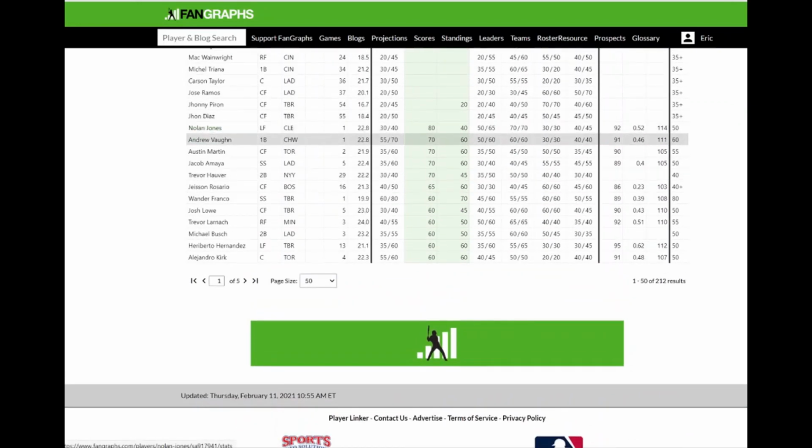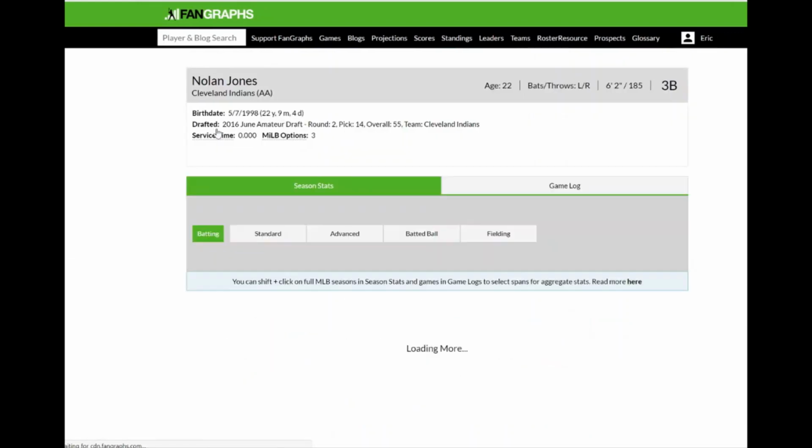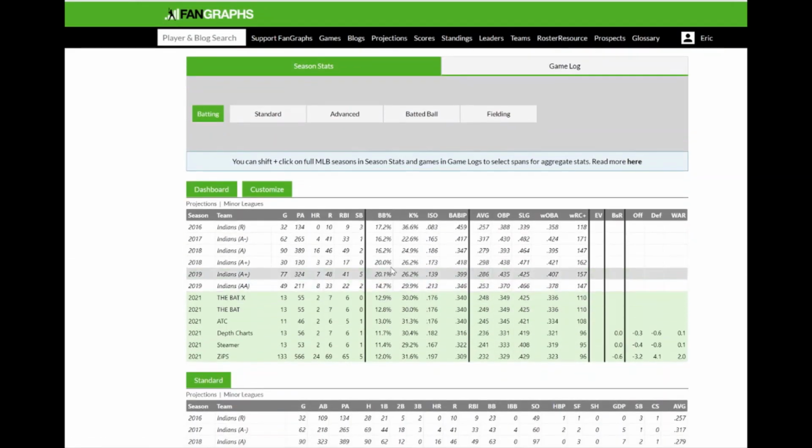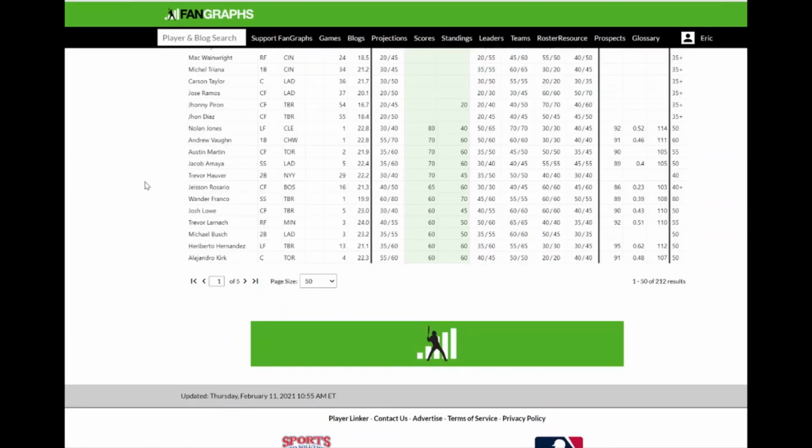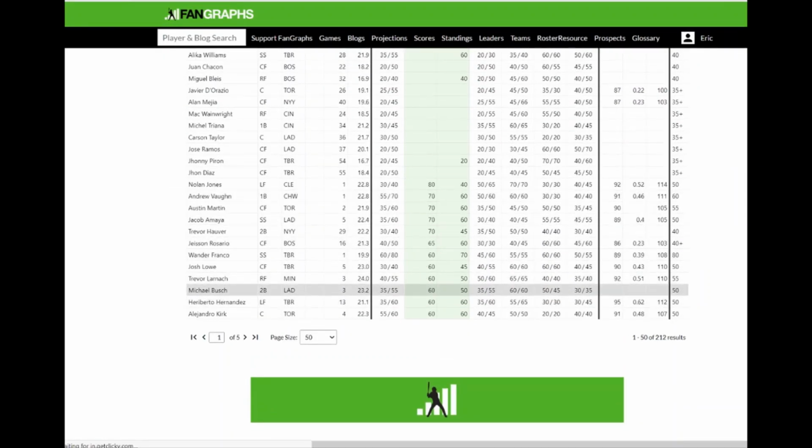So here's Nolan Jones, who, as I've gone through the 2021 lists to this point, is our sole 80. And he runs something like a 20% walk rate for his career, right? This is as high as it goes. It's the three true outcomes type of hitters who will end up on the higher end of this scale.